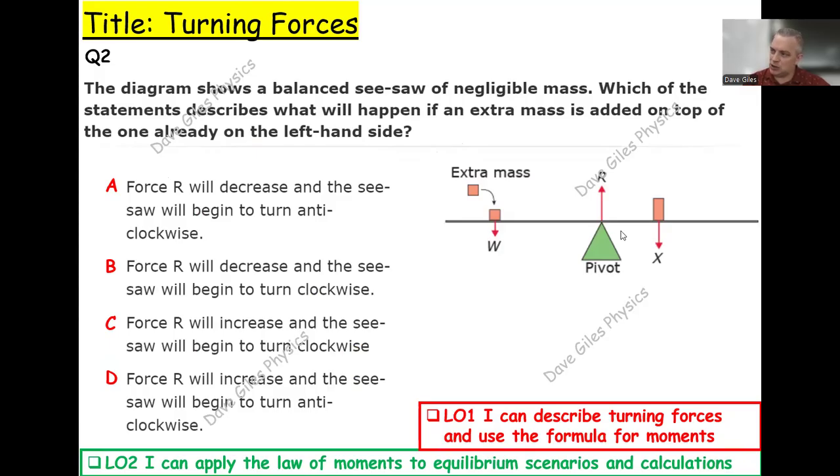However, force R will actually have to increase to balance out the downward weight force. This goes back to Newton's laws here. Force R will decrease. Again, we know straight away that's not true. Force R will increase. Correct. And the seesaw will begin to turn clockwise. No, it'll turn anti-clockwise. So D, force R will increase and the seesaw will begin to turn anti-clockwise, is correct.